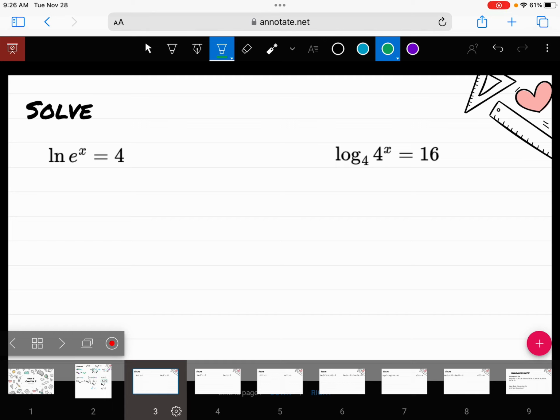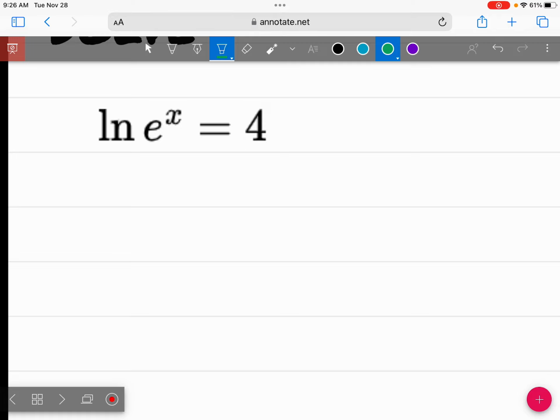E is kind of like pi. It's never ending, never repeating, gross. All right. So we've got the natural log of e to the x equals 4. And if it helps, if you don't want to remember that natural logs and exponentials are inverse operations, switch it back to exponential form. Take the natural log and put it into exponential form.